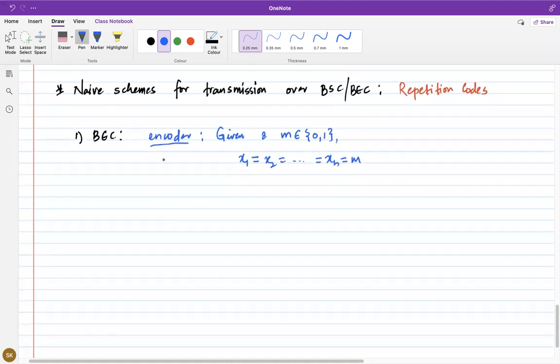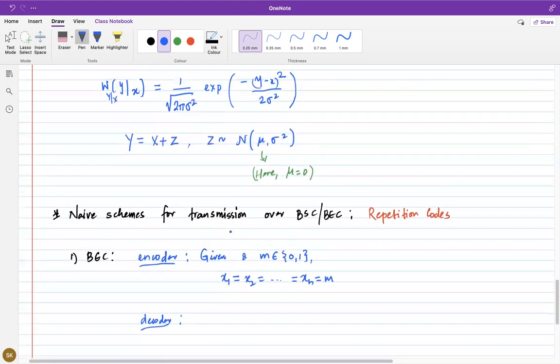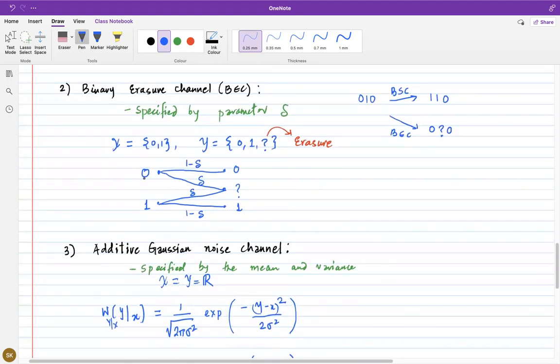Okay, and the decoder that we'll use here is the following. So recall that in the BEC channel, there's no chance of getting things flipped, right? Whenever you transmit 0, you will always get 0 with some probability, or it just simply gets erased. There's never the case where you actually get things from 0 to 1. Similar cases happen when you try to transmit 1.